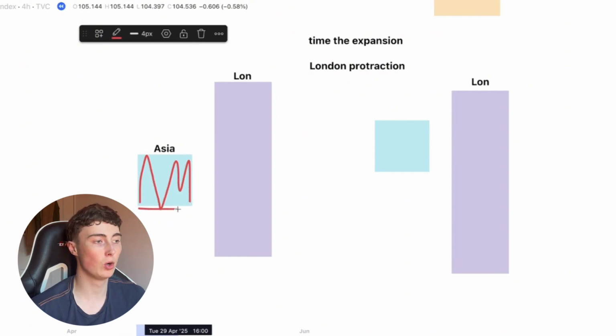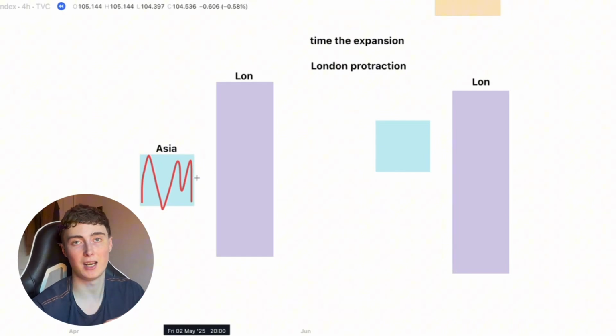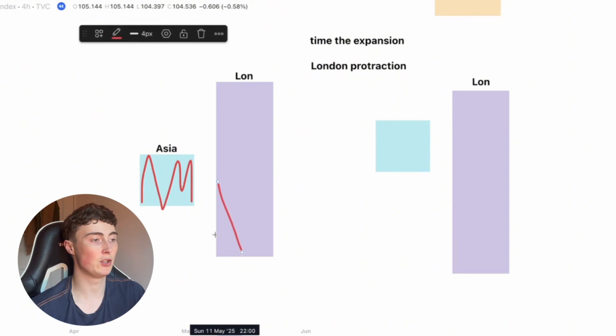So some kind of equal lows, an old low. It doesn't really matter what type of liquidity. You just want Asia to be a bit choppy and not really do much. And then you're going to wait for London kill zone to start. So that's 7 a.m. to 10 a.m. period. And you're going to wait for London kill zone to sweep out Asia's low.